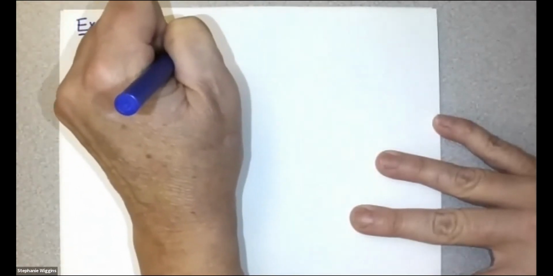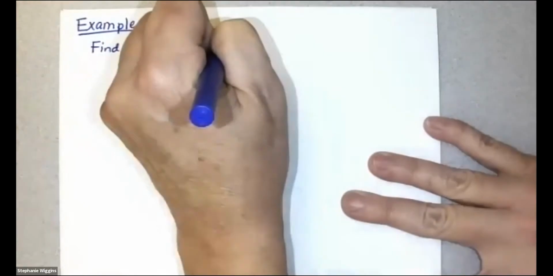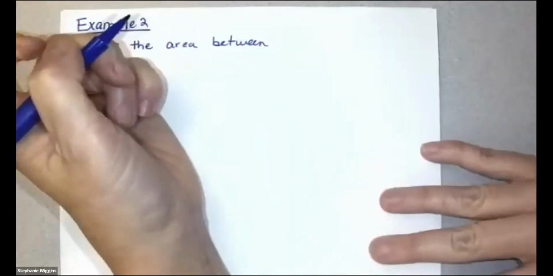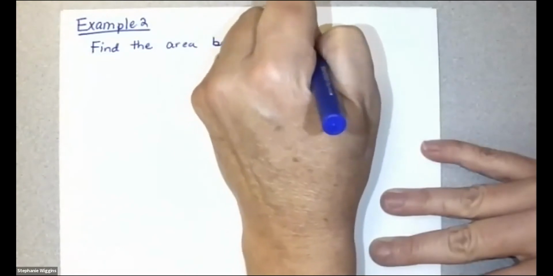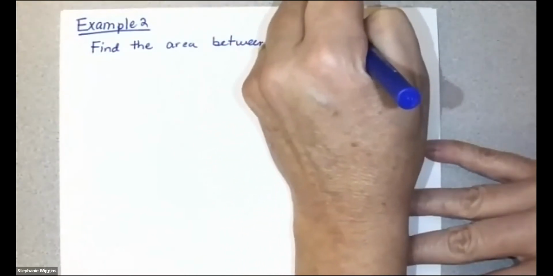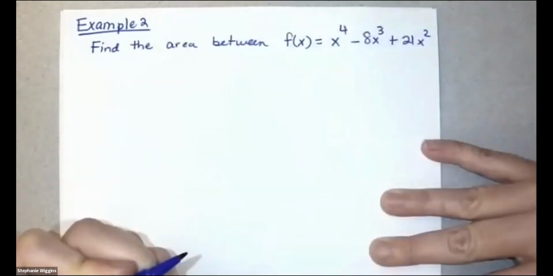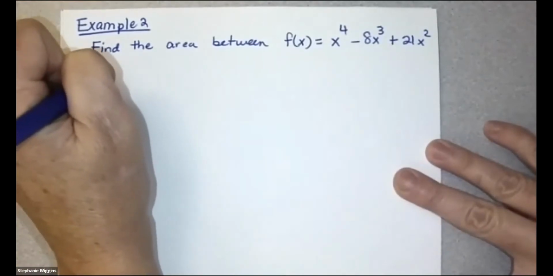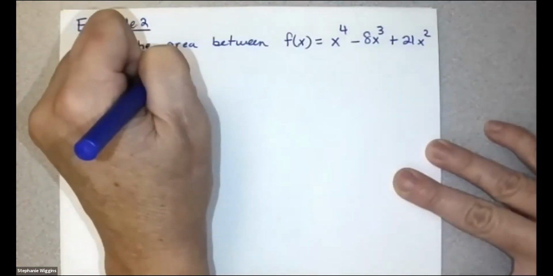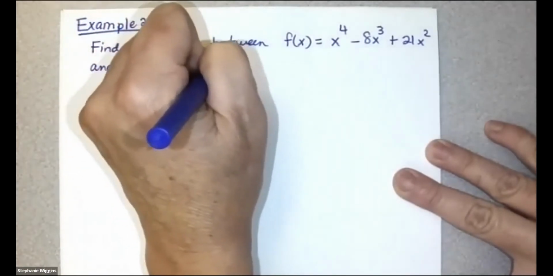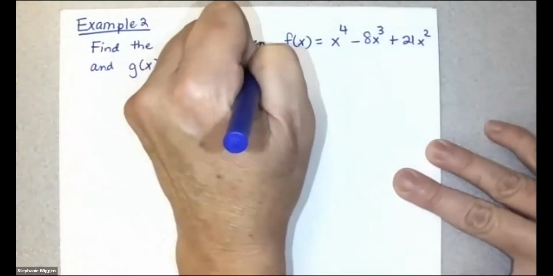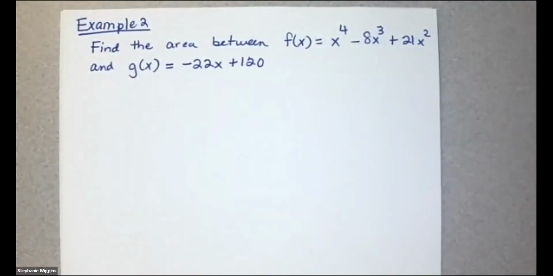It says find the area between f of x equal to x to the 4th minus 8x cubed plus 21x squared, and g of x equal to negative 22x plus 120. So we have two functions. We want to find the area between them, and they give you a picture to look at in your homework. All of these homework problems have pictures for you to see, graphs of the functions.